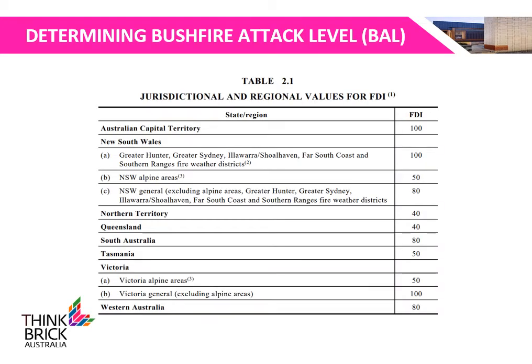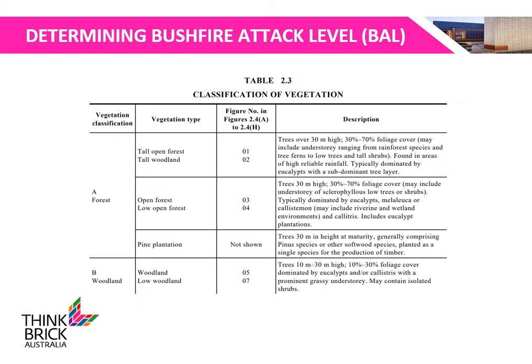Here we have a table that represents the fire danger index for different regions in Australia. As you can see, regions with different biomes such as New South Wales and Victoria have different fire danger indexes to accurately depict fire danger potential. Here is a table that identifies different classifications of vegetation. Typically, a forest vegetation classification poses the highest risk to fire danger due to their size and foliage density.